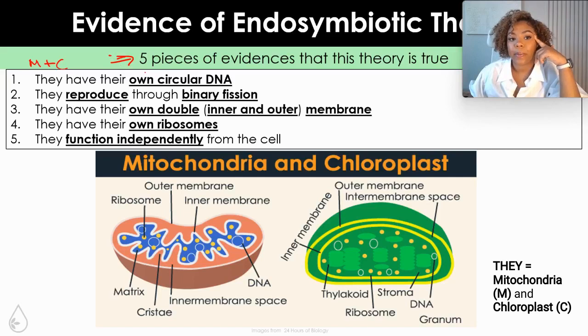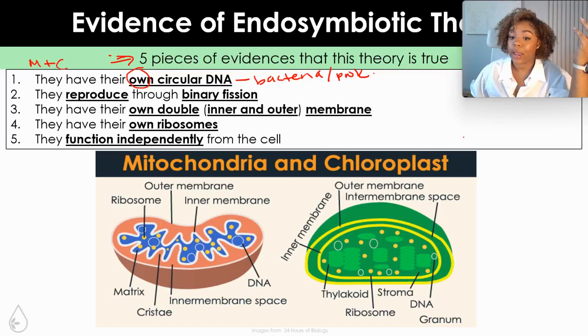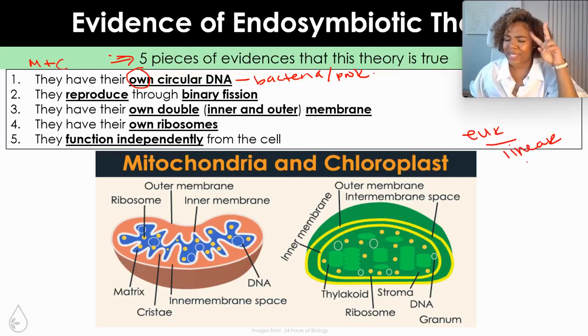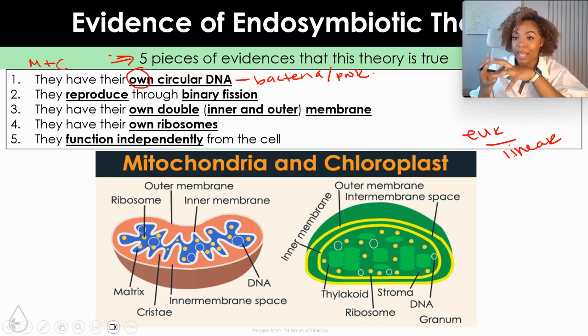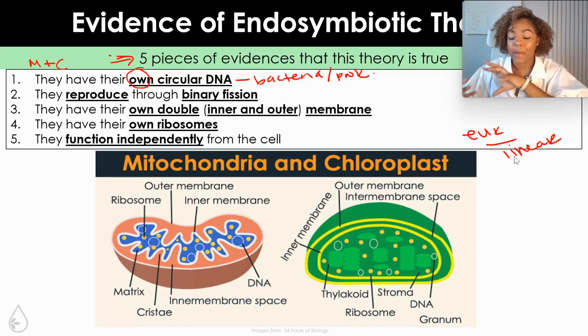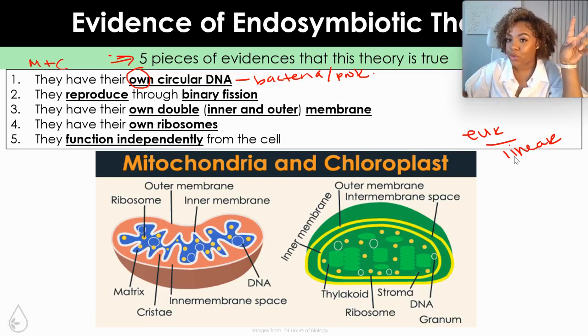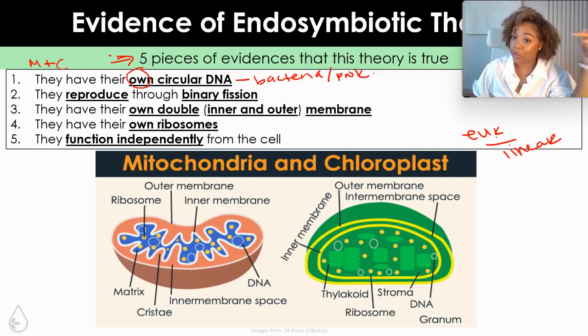The mitochondria and the chloroplast have their own circular DNA. How is that absurd? Circular DNA is only for bacteria or prokaryotes. Our eukaryotic cell has linear DNA. So the DNA is different. If they all came together in one complete package, why would they have two different types of DNA? And why would the DNA that the mitochondria and chloroplast have match prokaryotes and not eukaryotes?